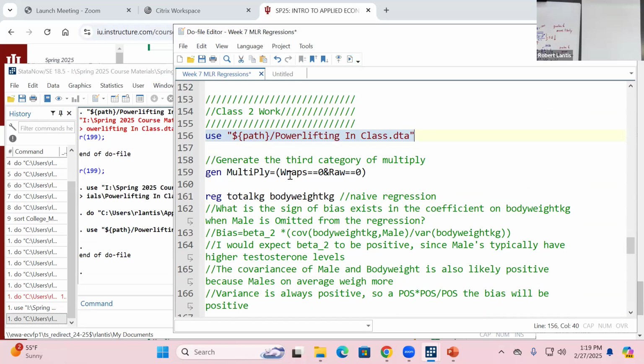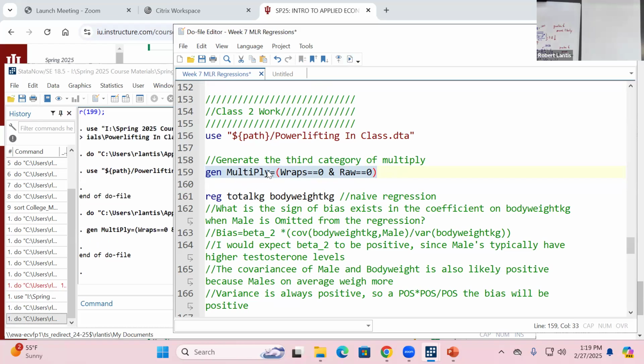All right. So I've got this powerlifting in class data file opened up, and I've got some different stuff going on with it. If you're not familiar with powerlifting, that doesn't matter, but there are different divisions. I'm going to create this additional third category, where they can use all this crazy elastic gear so they can lift more weight. We're just going to generate this new variable so we can include some multiple dummy variables in a second. Okay. So the first thing that we're going to do is just run a very naive regression.